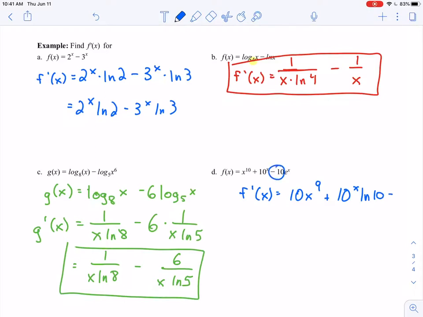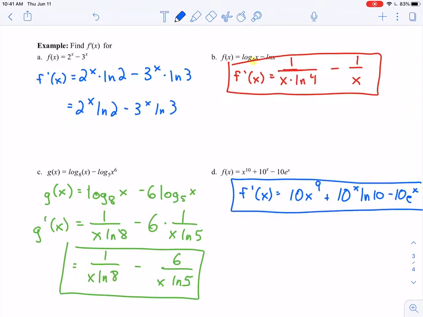Minus here, be careful with this 10. Remember that that is a constant multiple, so that doesn't go away. I just multiply that 10 by the derivative of e to the x. Well, we said the derivative of e to the x is just e to the x, and there is our derivative.